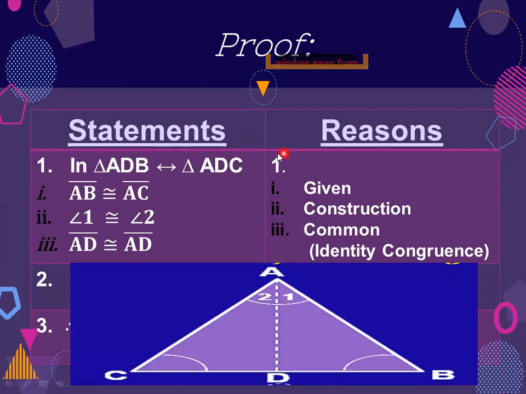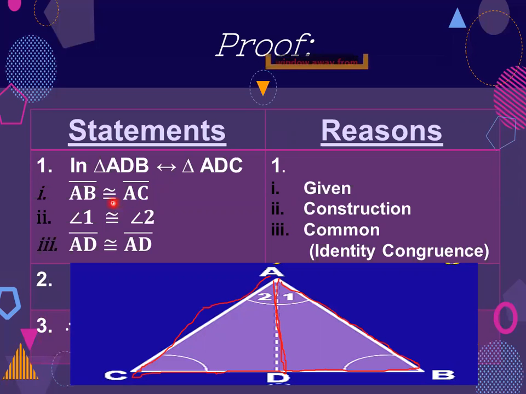Now look here. What is your statement? In triangle ADB. Where is triangle ADB? Here it is. This is triangle A, D, and B. This is the first triangle, and it corresponds to triangle ADC. So you have two triangles, and these triangles are corresponding to each other. If you know about corresponding triangles, you know that the sides will also be congruent.